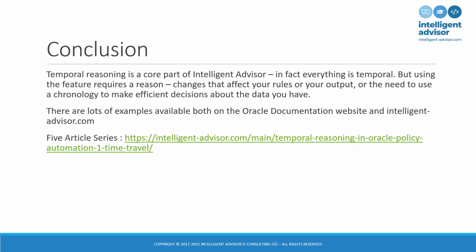So, what can we conclude from the time we've spent together today? We can conclude that temporal reasoning is a core part of Intelligent Advisor. In fact, everything is temporal. But using the feature requires a reason. You need to think about: do I care about changes that are affecting my rules? Is my data going to be temporal? Is my customer going to be giving me data that changes over time? You don't just use temporal reasoning because it's cool. You use it because you have a need for that kind of functionality.